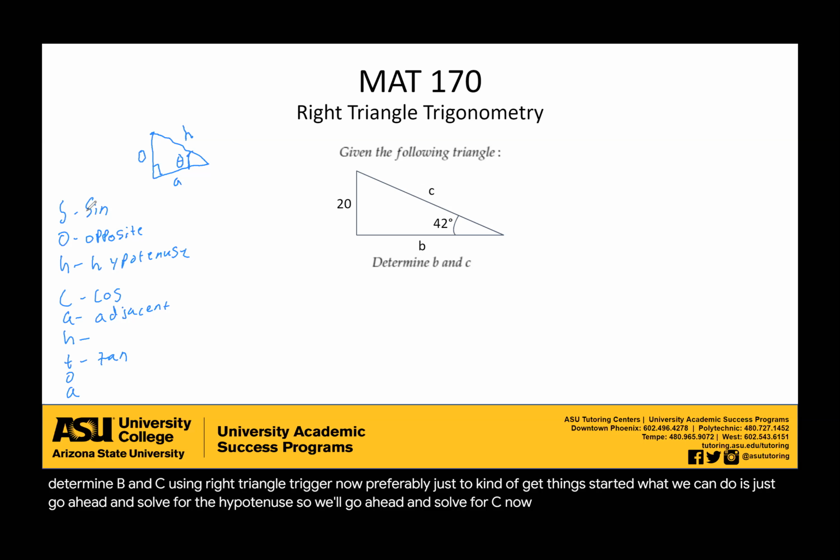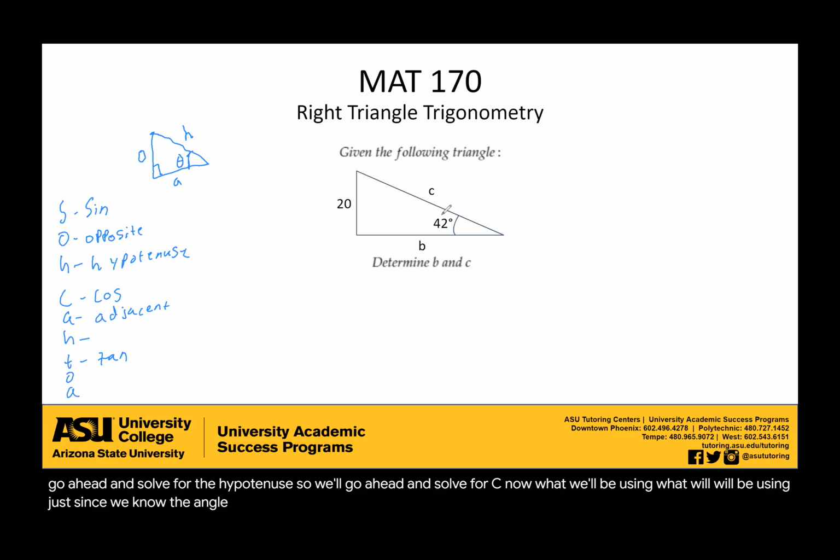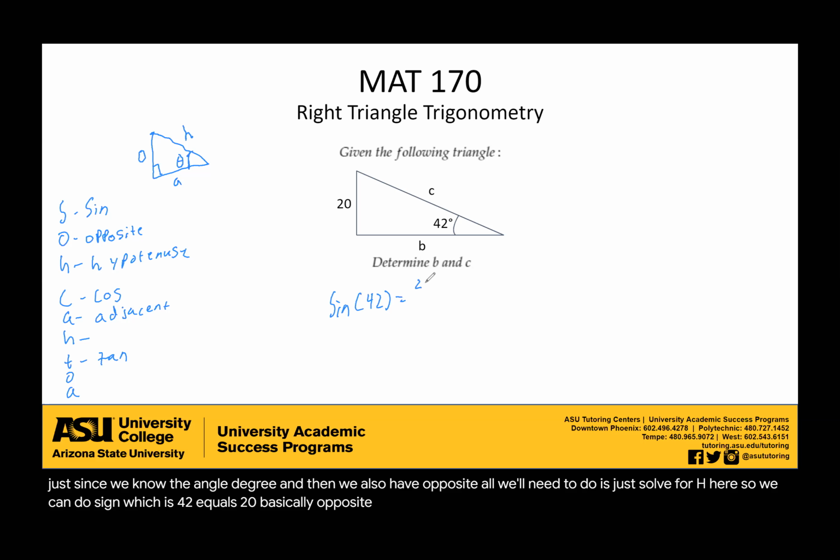Now, since we know the angle and we also have the opposite, all we'll need to do is solve for H here. So we can do sine of our theta, which is 42, equals 20, basically the opposite, over our hypotenuse H. And then from here, we'll just go ahead and solve.